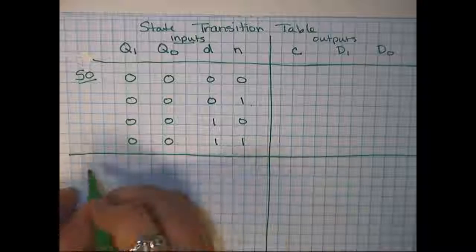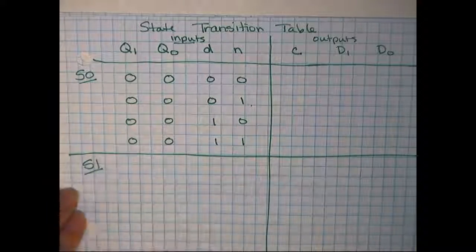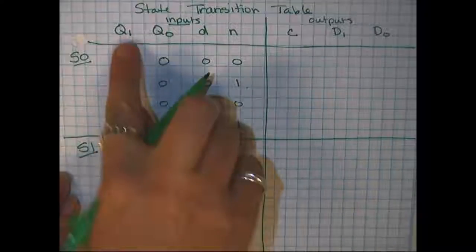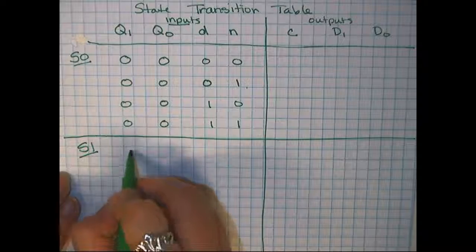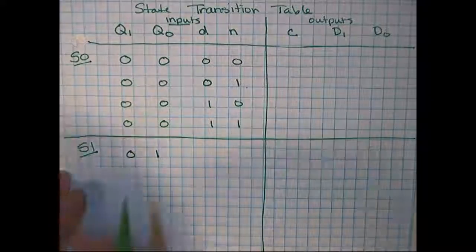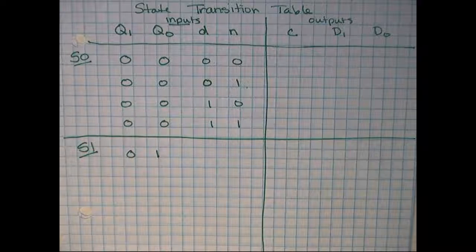Then below that, we're going to write state 1. Now if we're at state 1, what is my Q1 and Q0? 0, 1. And you're again going to have 4 here. So finish filling the table out for state 0, state 1, and state 2, and then we'll come back and do the next part.